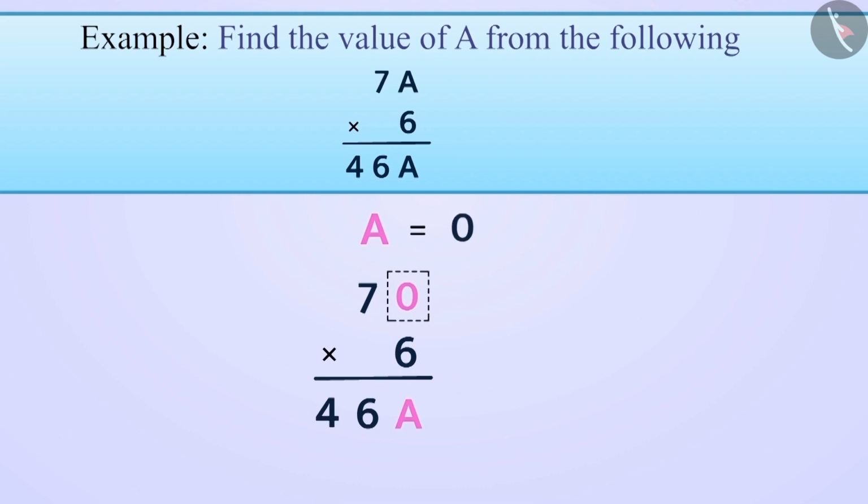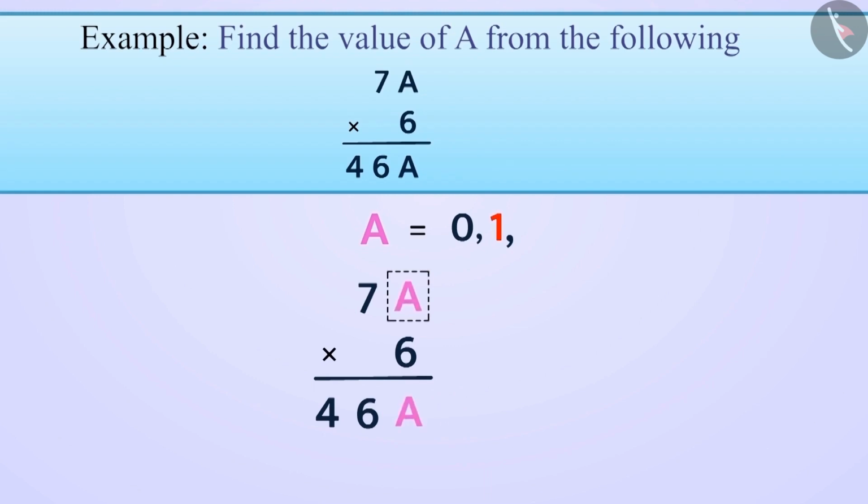If we take the value of a as 0, then 0 into 6 is equal to 0. Here, taking the value of a as 0, we get 0 in the units place of the result. So, the value of a can be 0. If we take the value of a as 1, then 1 into 6 is equal to 6. Here, taking the value of a as 1, we do not get 1 in the units place of the result. Instead, we get 6. So here we cannot take the value of a as 1.